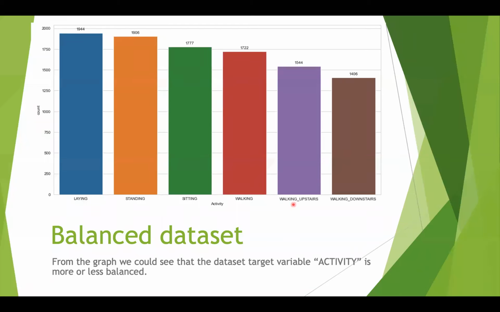In order to figure out whether this whole dataset has been balanced or not, I've taken the target variable activity and plotted a count plot to see the dataset mixture in terms of the counts. It was ranging all the way from 1944 to 1406. So more or less, I could say this is a balanced dataset, so there are no transformations as such required on this dataset, at least with respect to the target variable.